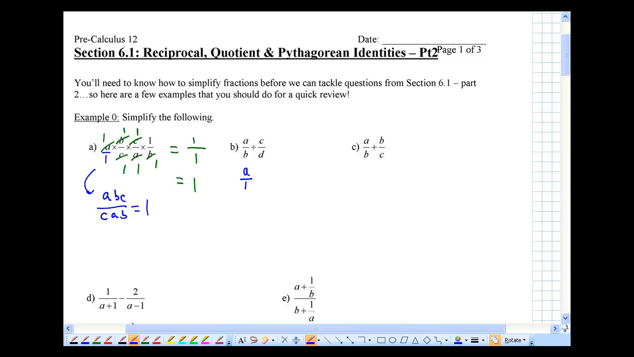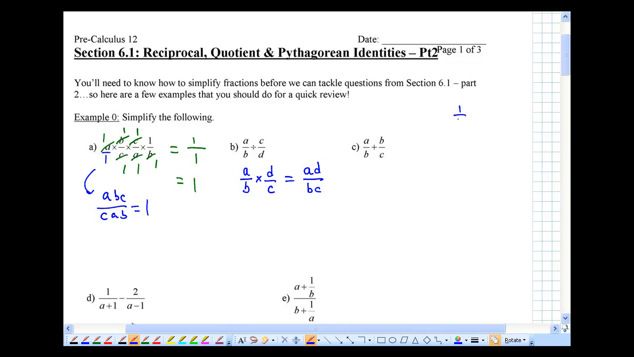Aha, division. Remember, division is the same thing as multiplication by the reciprocal. So we take the reciprocal of the second fraction, which becomes d over c. Since there's nothing we can divide out, we just multiply straight across: a times d over b times c.